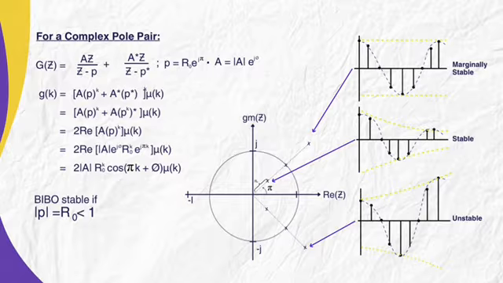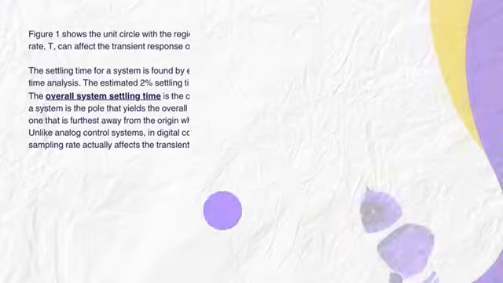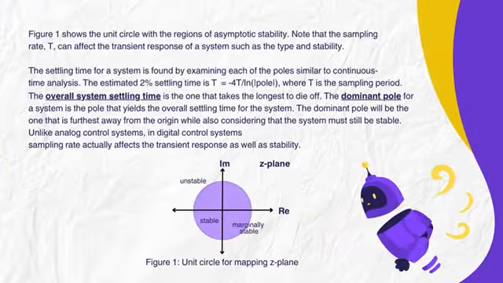For the graphical interpretation, the unit circle in the complex z-plane helps determine stability: poles inside the circle, stable; poles on the circle, marginally stable; poles outside the circle, unstable. The three diagrams on the right show how the output signal behaves for different pole locations. Marginally stable, oscillations continue with constant amplitude. Stable, oscillations die out over time. Unstable, oscillations grow over time. Figure 1 shows the unit circle with the regions of asymptotic stability.